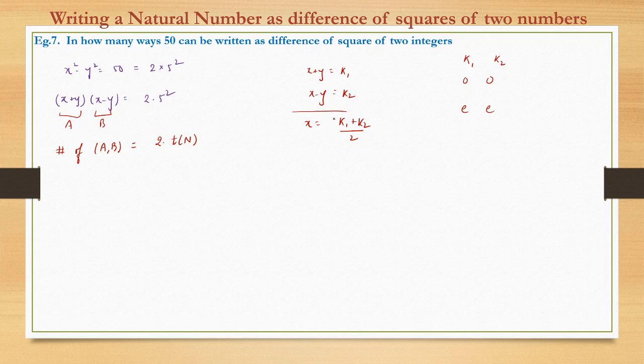Now see another thing: k1 into k2 is equal to n, right? Because we are writing k1 and k2 as the factors of n, such that k1 into k2 is equal to n. So basically this question now boils down to writing n as a product of k1 and k2 where both are odd numbers. Can we write 50 as a product of two odd numbers? 50 being an even number? No, zero cases. Now, can we write 50 as a product of two even numbers?